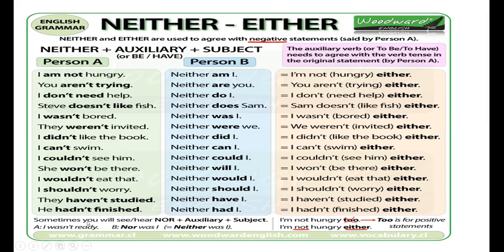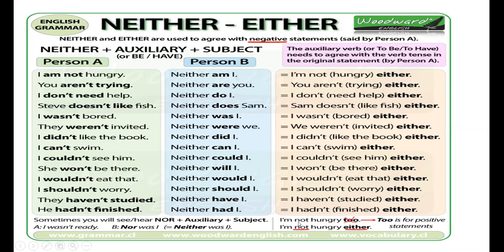So sometimes you will see or hear "nor" plus the auxiliary plus the subject. For example, "I wasn't ready, nor was I." It equals to say, "neither was I." "Nor" is equal to "neither."